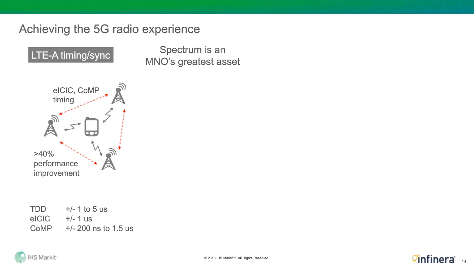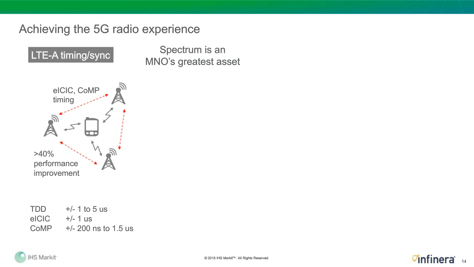Here we see how timing and sync performance was key in LTE Advanced networks. Technologies such as enhanced intercell interference coordination, or eICIC, and coordinated multipoint, or CoMP, can improve the radio's performance significantly, up to 40% more throughput as a result of precision timing among the radios.